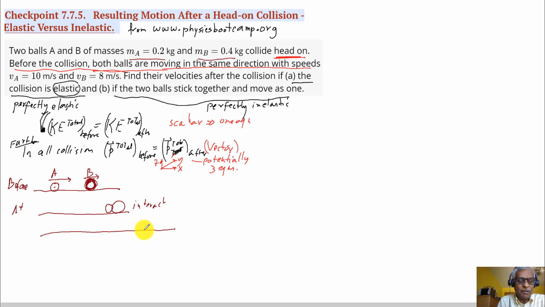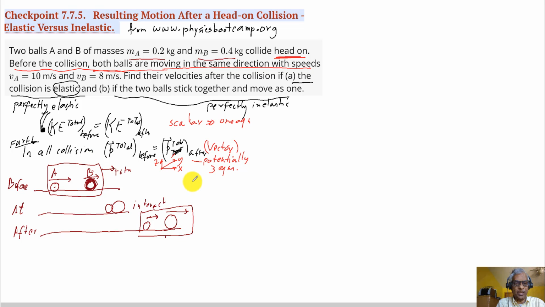And over here, because the total momentum is that way, they will continue to move in that direction. Maybe they separate out. So this is the after. Total momentum here will be equal to total momentum there, and total kinetic energy here will equal total kinetic energy there, in the case of A. So this is the situation in A.